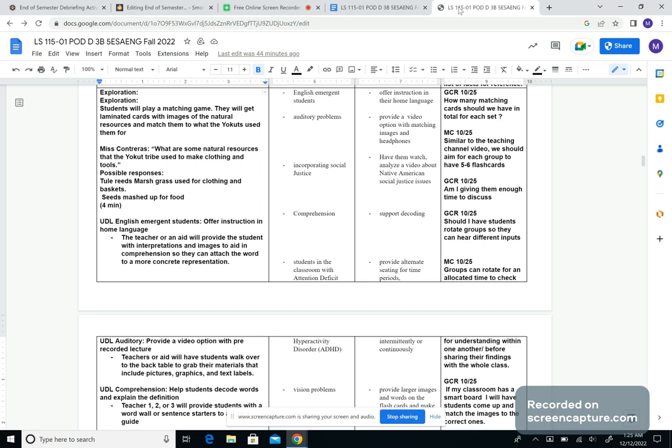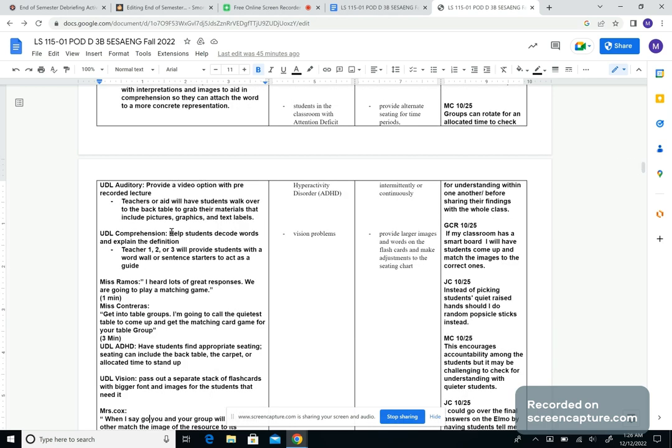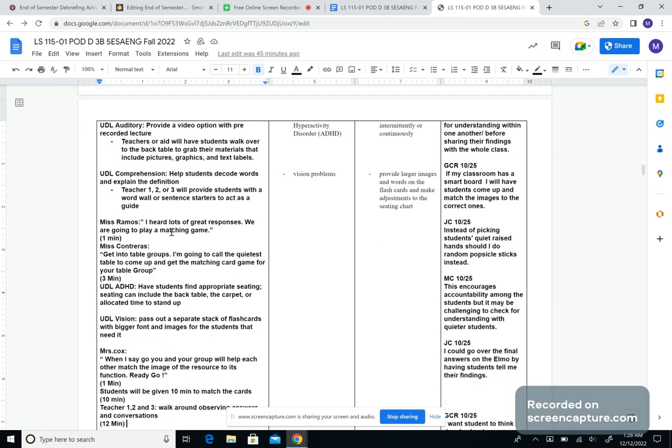We began by asking questions such as, right here, what are some natural resources that the Yokuts tribe used to make clothing and tools? This question was an introduction to the game that we would later be playing. Possible responses were tule reeds, marsh grass that was used for the clothing and the baskets. Seeds were mashed up for food. Then we scroll down to where we started the game.